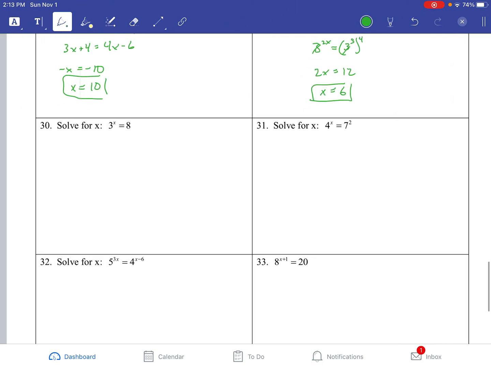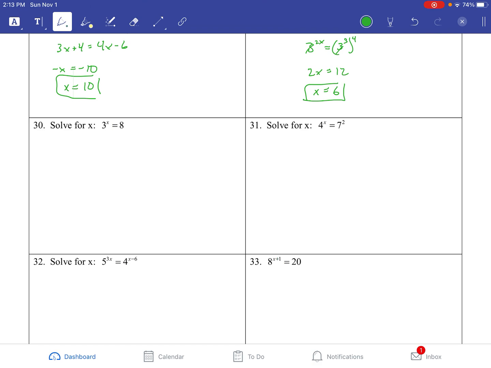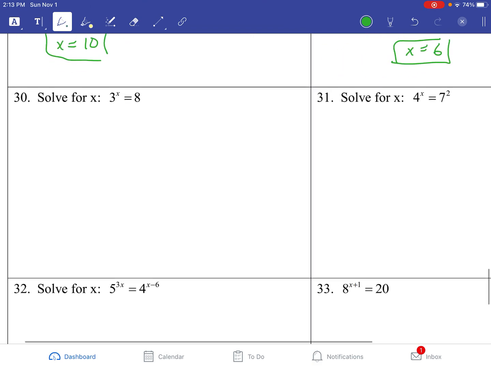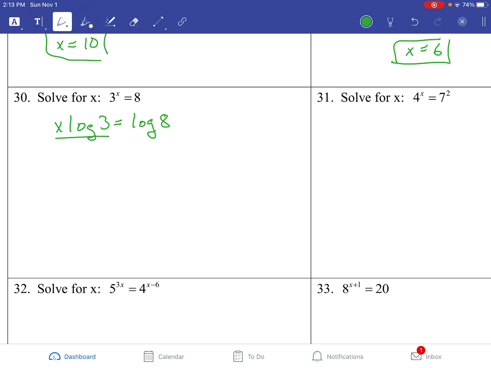And then lastly, we're doing the problems where you have to actually use logarithms. All right. So we're going to have x log of 3 equals log of 8. So we're placing logs in front of both terms. The x as an exponent becomes a coefficient. Now we can divide both sides by log of 3.